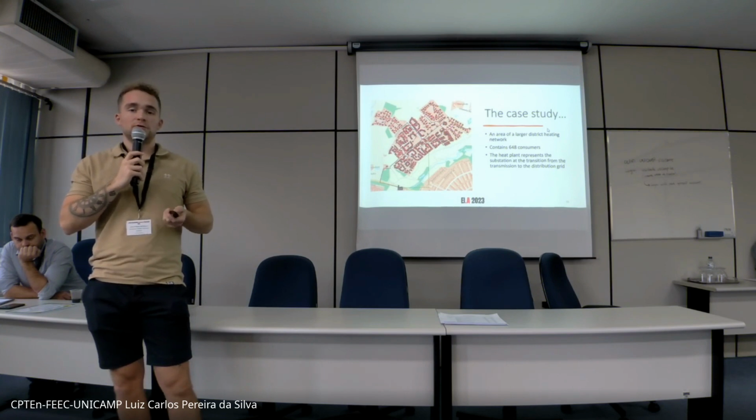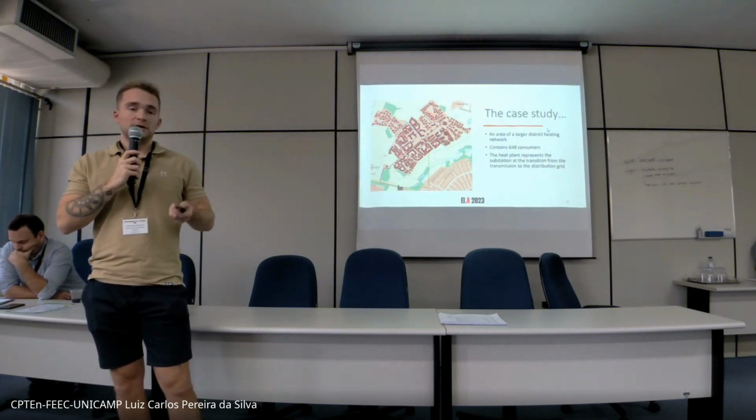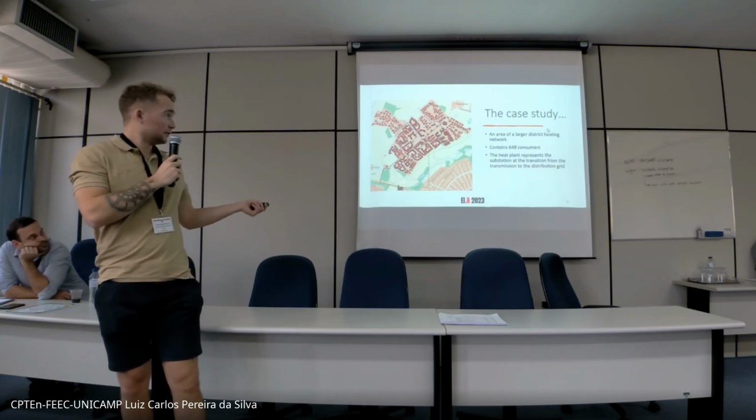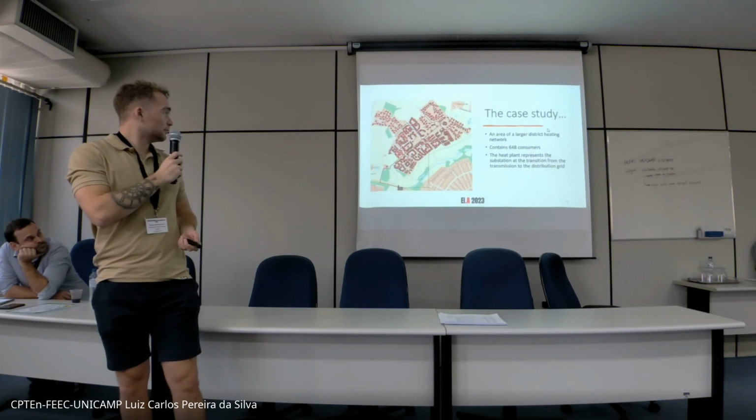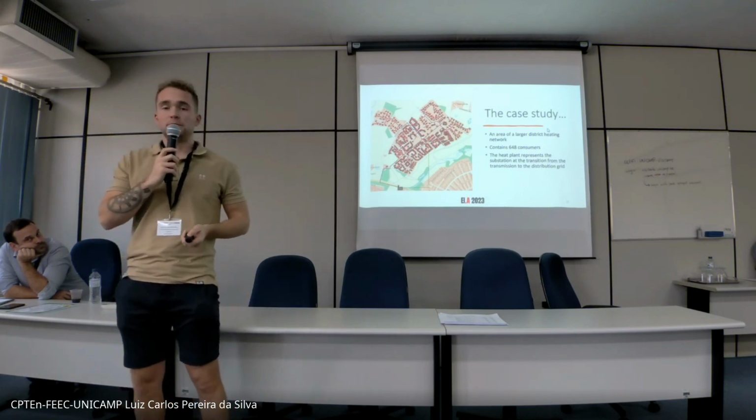The case study is the same as Henrik explained earlier. A small part of a larger district heating network contains roughly 650 consumers. And the heat plant we see at the bottom here represents the transition from the transmission to the distribution grid, a pumping station.